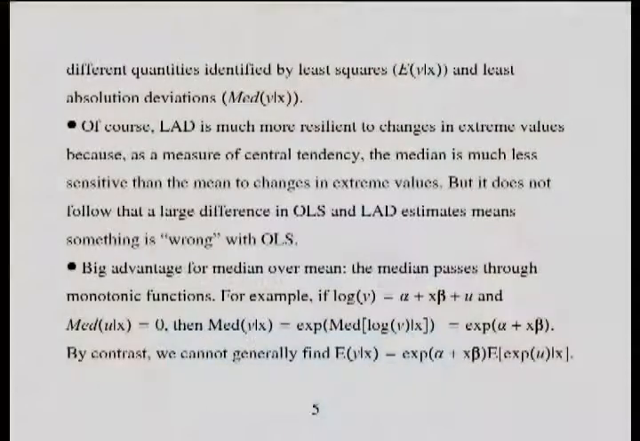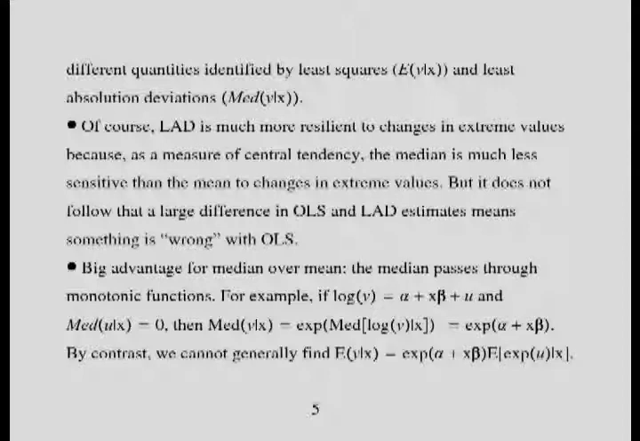OLS, of course, is trying to approximate the mean, and least absolute deviation is trying to approximate the median. Of course, neither of those might be linear, in which case we still don't expect them to be similar because they're approximating different things. So, of course, least absolute deviations is more resilient to outliers or changes in extreme values because, well, the median is certainly a lot less sensitive than the mean is to such changes.